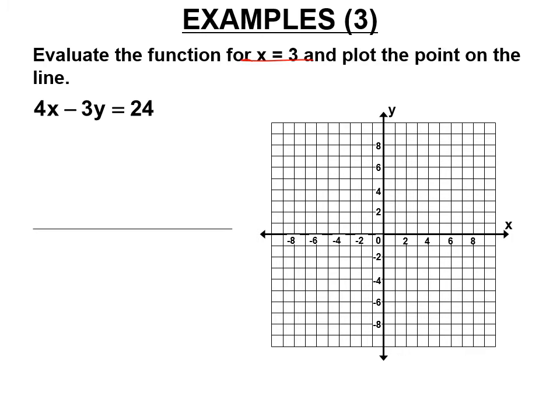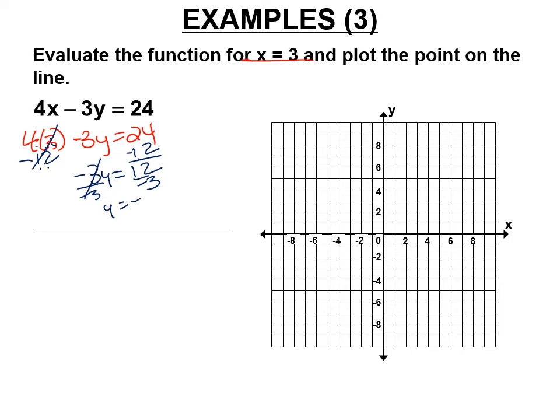So we're going to do X equals 3, right? Instead of having a nice 0 there, we've got a 3. Well, that makes our work harder, right? But we're going to do it the hard way just to make a point. 4 times 3 is 12. To get rid of 12, you subtract 12 from both sides. We get negative 3y equals 12. Divide both sides by negative 3.